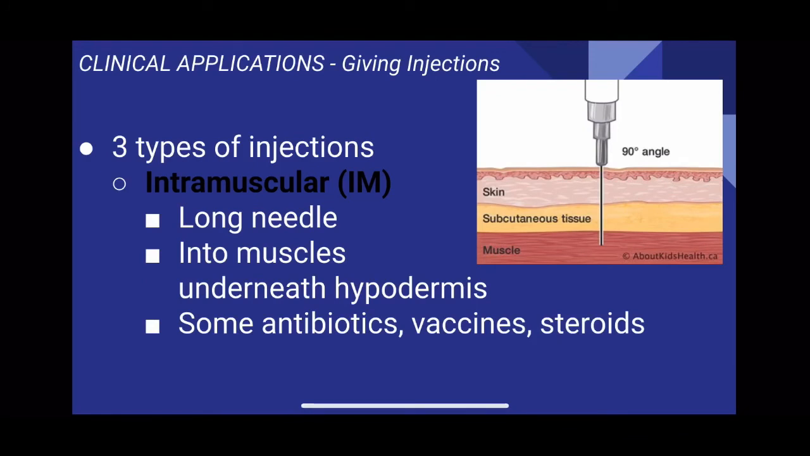The third type of injection is called intramuscular injections. The suffix ar means pertaining to, the prefix intra means within, and the root muscul means muscle. So intramuscular means pertaining to within the muscle, which is where this injection takes place. These injections use a long needle, which enters the skin at a 90-degree angle. The needle goes into the muscle that is below the hypodermis, or the subcutaneous layer, and the medication is injected into the muscle. This type of injection is used for some antibiotics, but mostly vaccines, or also steroids.